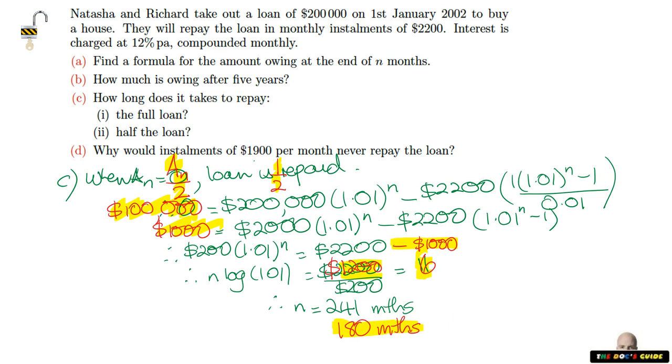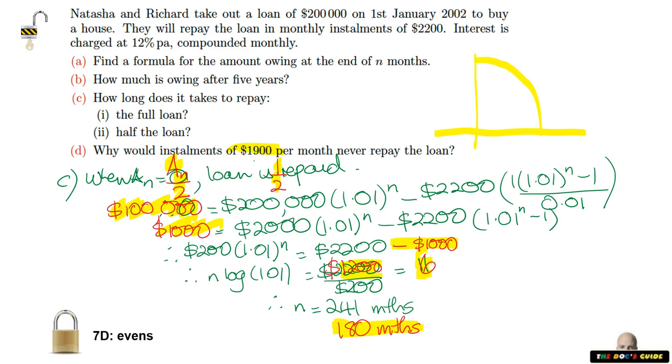So it took 180 months to repay half the loan, but the full loan was paid off in 241 months. So as I said, if we actually graphed the balance of the loan over time, it would go like this. It drops off really rapidly at the end. And why would instalments of $1,900 per month never repay the loan? Well, $1,900 per month would never repay the loan because we can see that the interest on the loan is more than $1,900 per month. So we're never even going to pay the interest, so we'll never start reducing the principal.